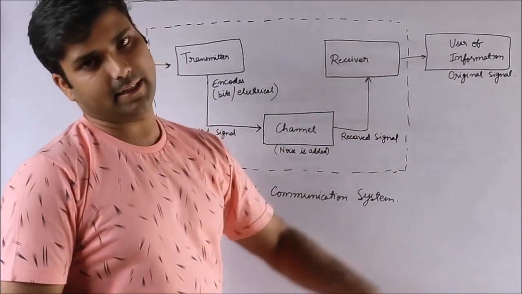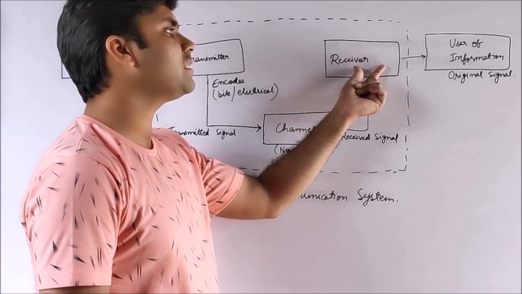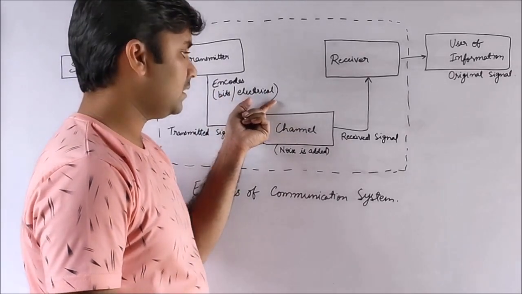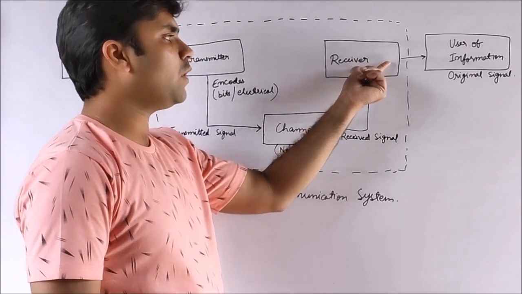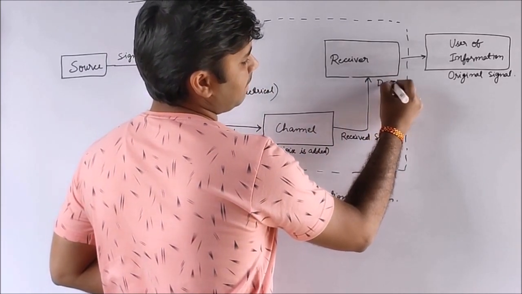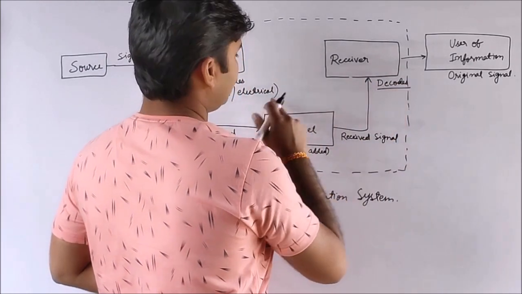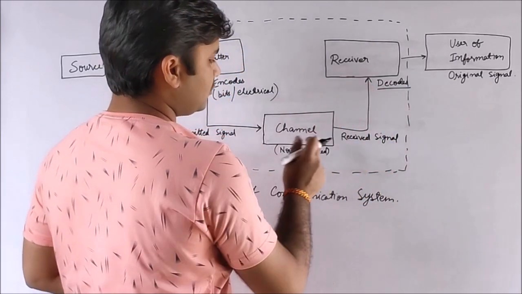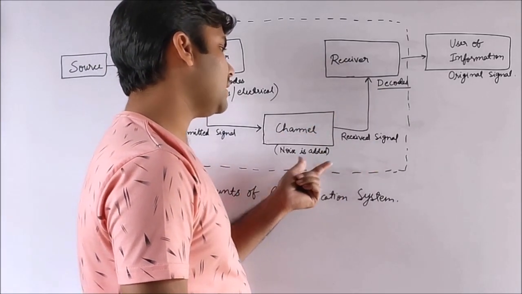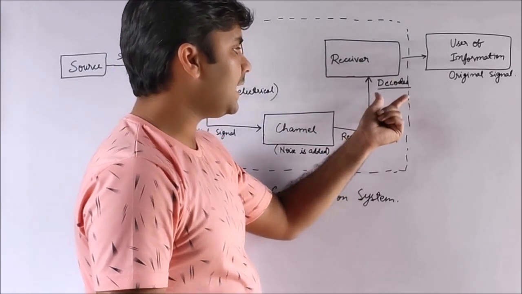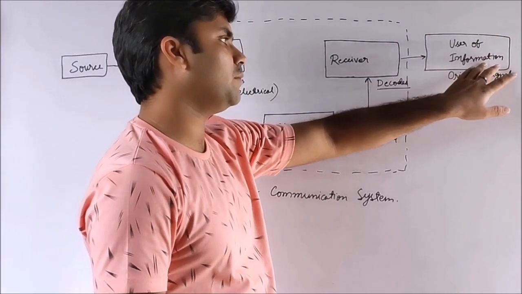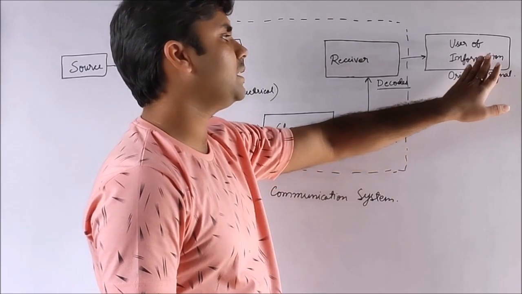And at the other end, at the receiver end, there is a receiver. This is a system which is receiving these encoded bits or the electrical signal. Now what does the receiver do? The transmitter is encoding, the receiver decodes the received signal. Whatever signal is received through the channel, the receiver decodes it and sends the decoded information, the original signal, to the destination.